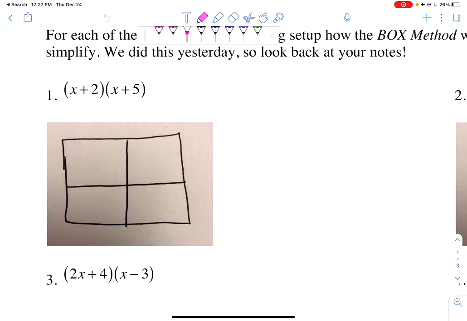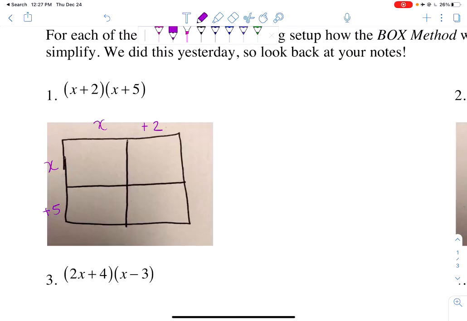So example number 1, I have x plus 2 times x plus 5. The way the box method works is I simply just put my binomials wherever I want to put them. So I'm going to put my x plus 2 on top. I could put my x plus 2 on the left, but it doesn't matter. And then I'm going to put my x plus 5 on the left.